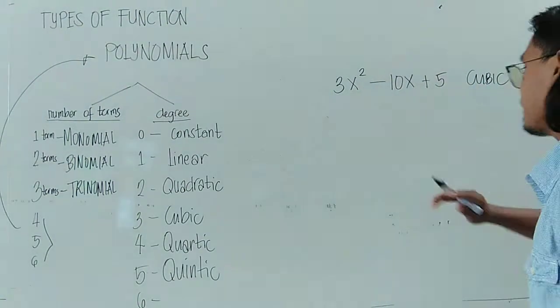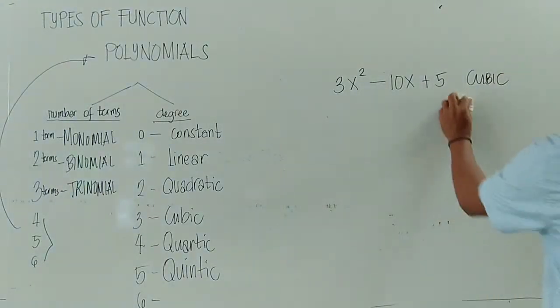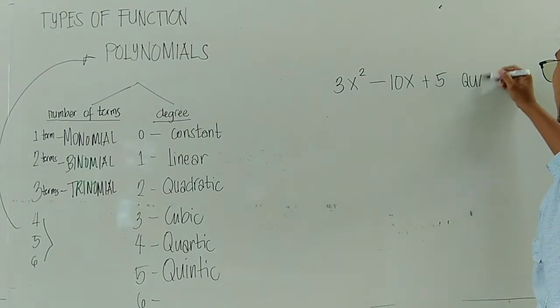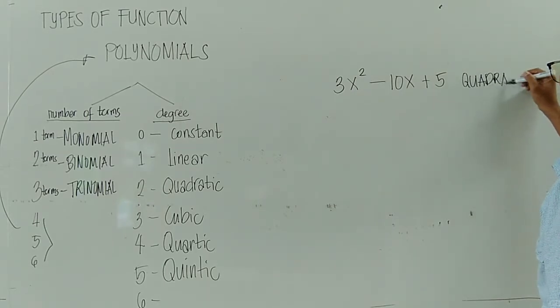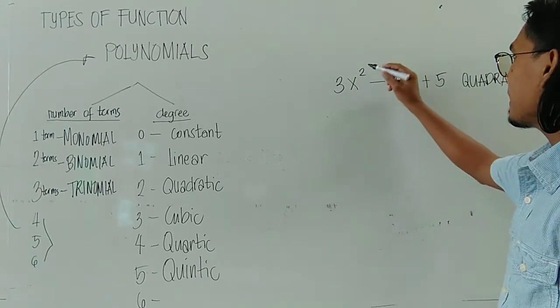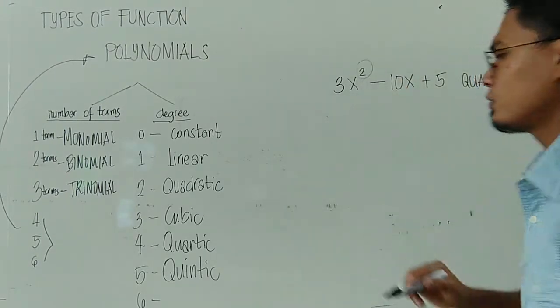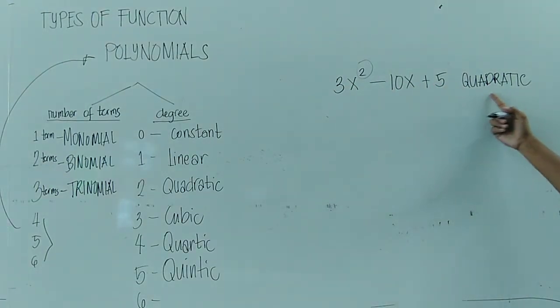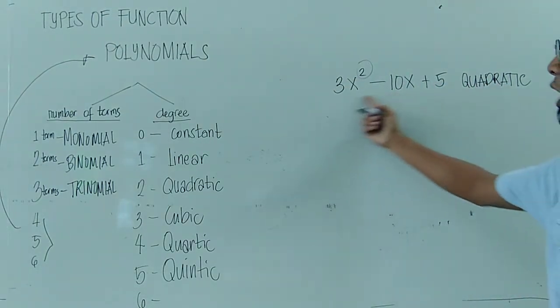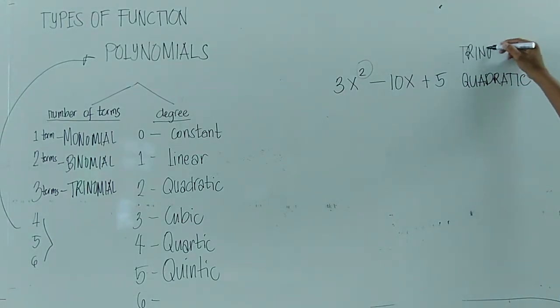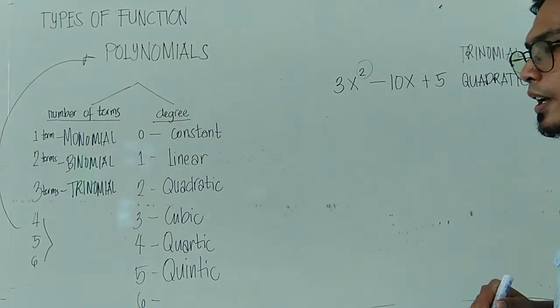This is not cubic. Again, this is quadratic. Again, this is quadratic. The highest exponent is 2. According to its degree, it is quadratic. According to the number of terms, it is a trinomial. There are three terms.